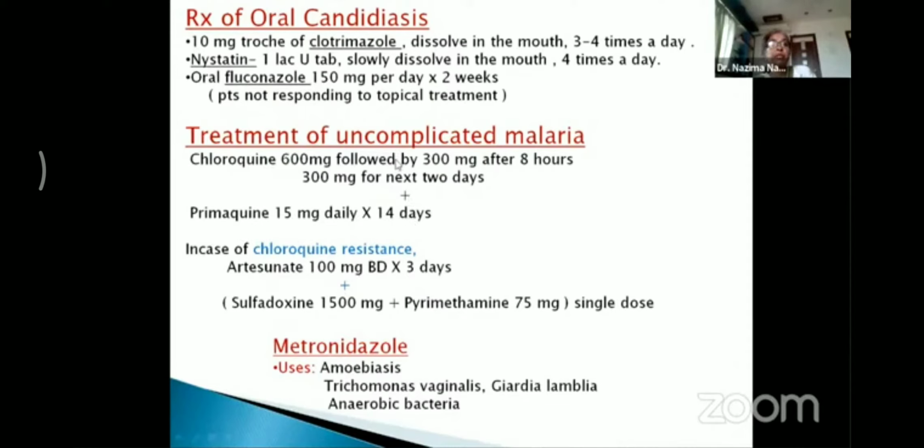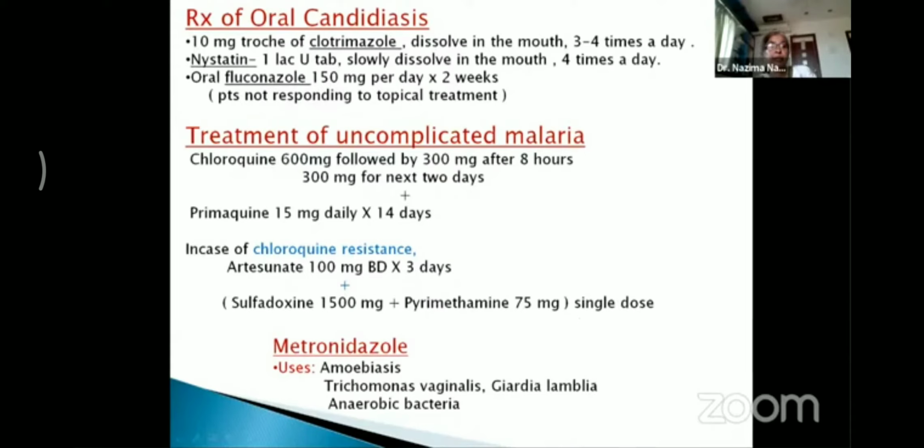This was the therapy which was given earlier, but nowadays, because of the chloroquine resistance which has developed, other drugs like artemisinin based combination therapy are given. This includes artesunate 100 milligrams BD, that is twice a day for a period of 3 days, combined with sulfadoxine 1500 milligrams plus pyrimethamine 75 milligrams as a single dose. This combination is used nowadays in case of chloroquine resistant malaria.